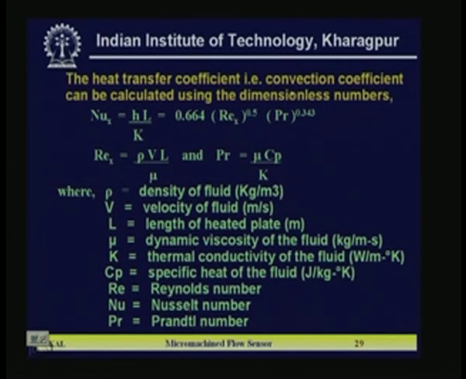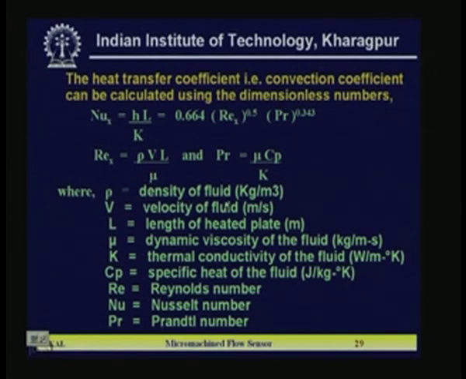So, the heat transfer coefficient, which is convective in nature, can be calculated using Nu x, which is a dimensionless number given by hL by k and is equal to 0.664 Re x to the power 0.5 Pr to the power 0.343, where Re x is the Reynolds number, rho V L by mu, and Pr is the Prandtl number, which is mu Cp by k, where rho, V, L, mu, Cp and k are given here.